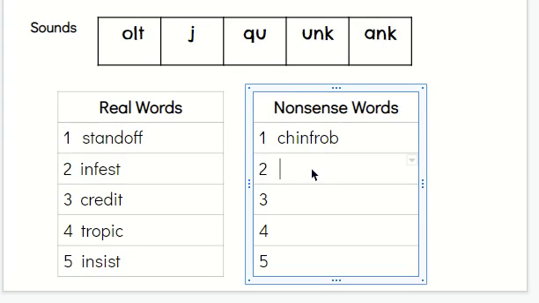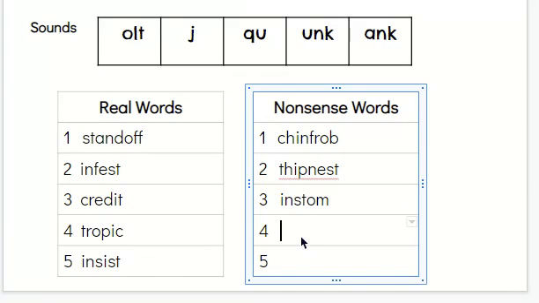Number 2, thip nest. Thip nest. Number 3, instom. Repeat. In, I-N. Stom. Instom.